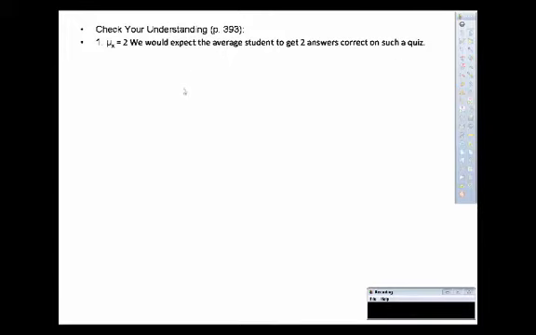So, the mean of X is 2. And what that means is we would expect the average student to get 2 answers correct on that quiz. Wow. Okay, not good. Find the standard deviation and interpret that value in context. The standard deviation: we would expect individual student scores to vary from the mean of 2 correct answers by an average of 1.265 correct answers.